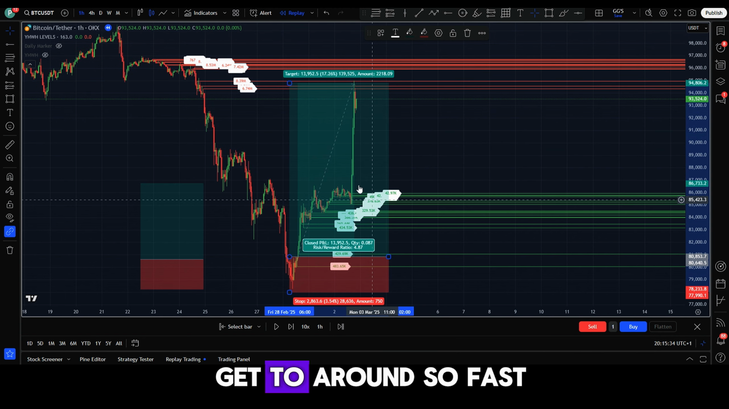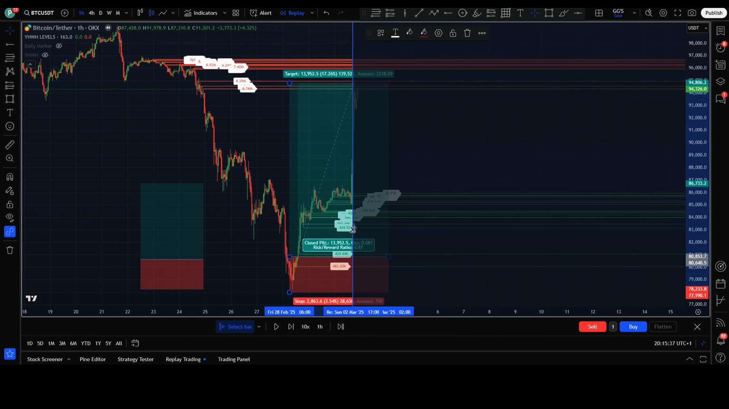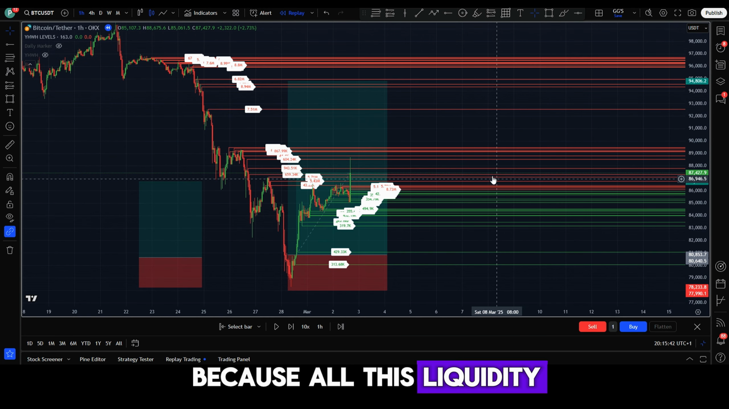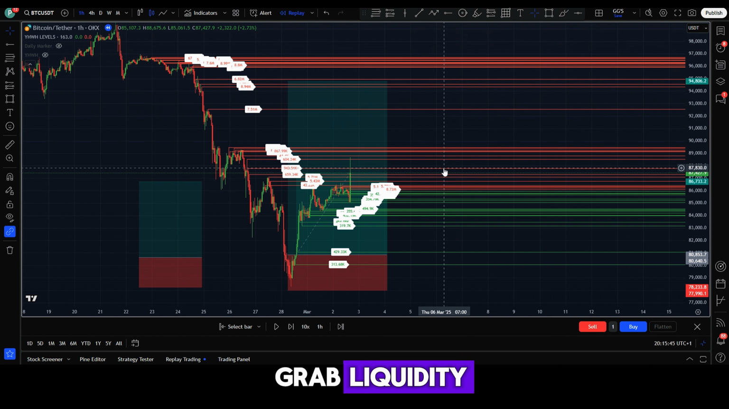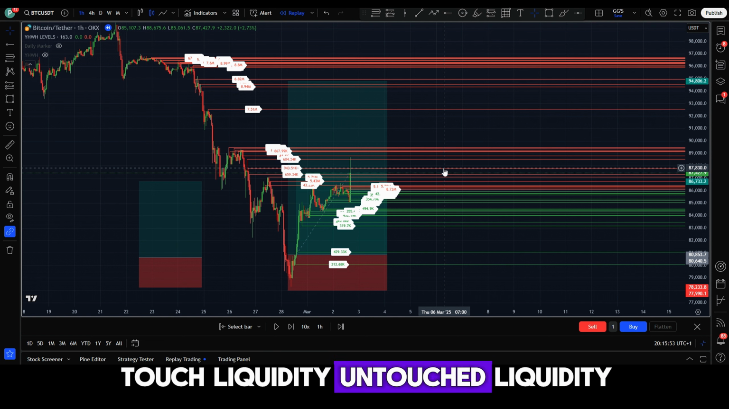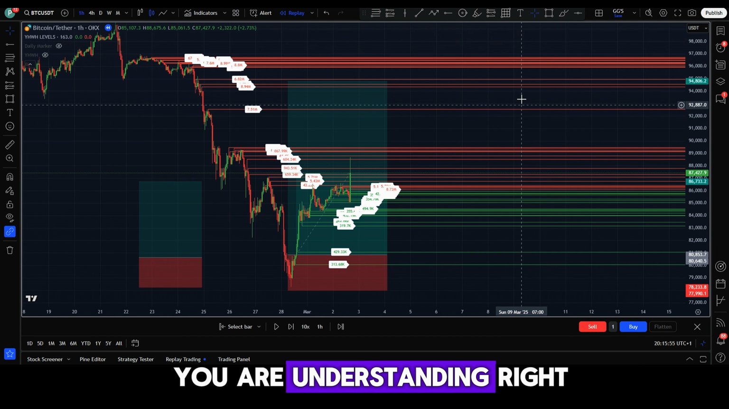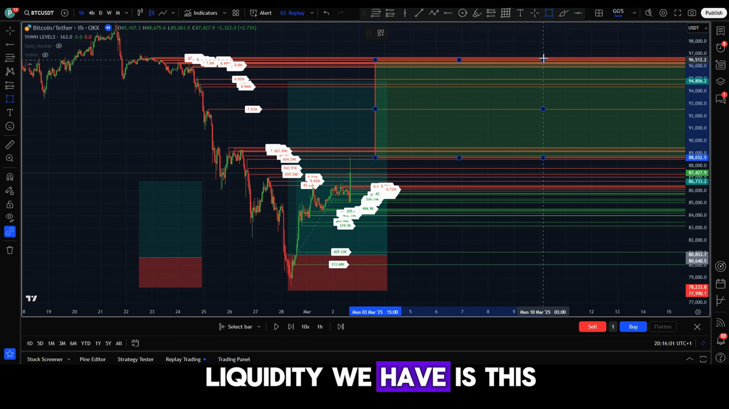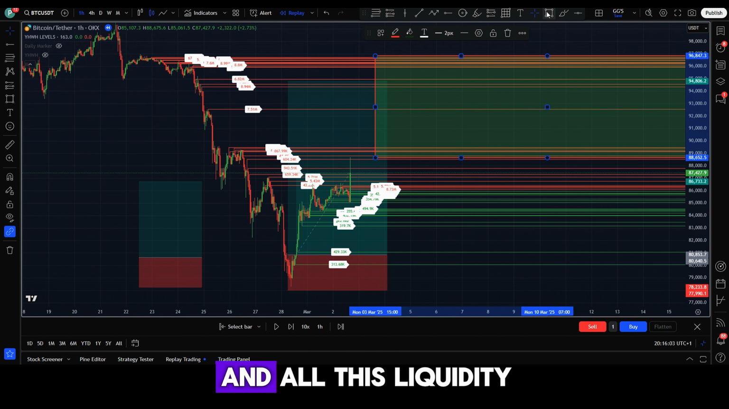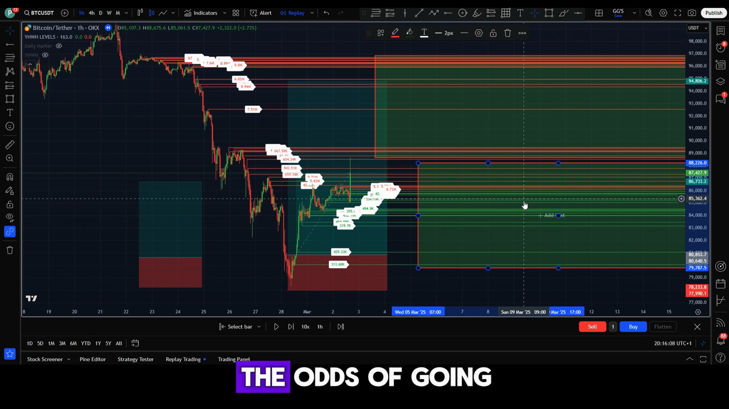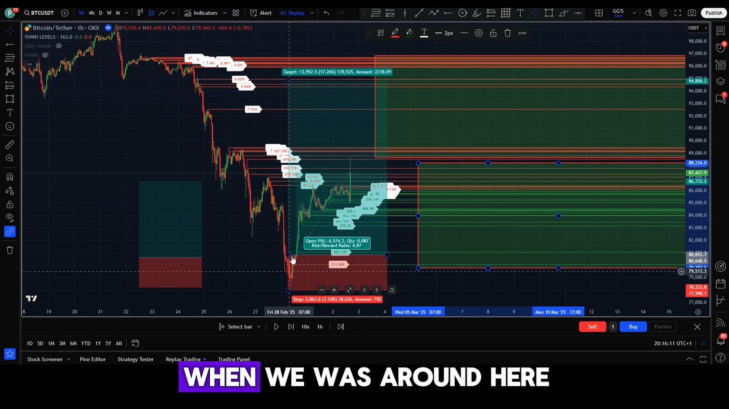And then when we get to around here, now the odds are even higher, because all this red liquidity you see here is grabbed liquidity. And remember, if you're not watching the videos that I taught you, you won't understand what is grabbed liquidity, touched liquidity, untouched liquidity. So I hope you are understanding, all right? Because if you didn't watch, you won't understand. The only untouched liquidity we have is this, all right? And all this liquidity is new liquidity coming in. So this means that now the odds of going down are higher than they were when we were around here.